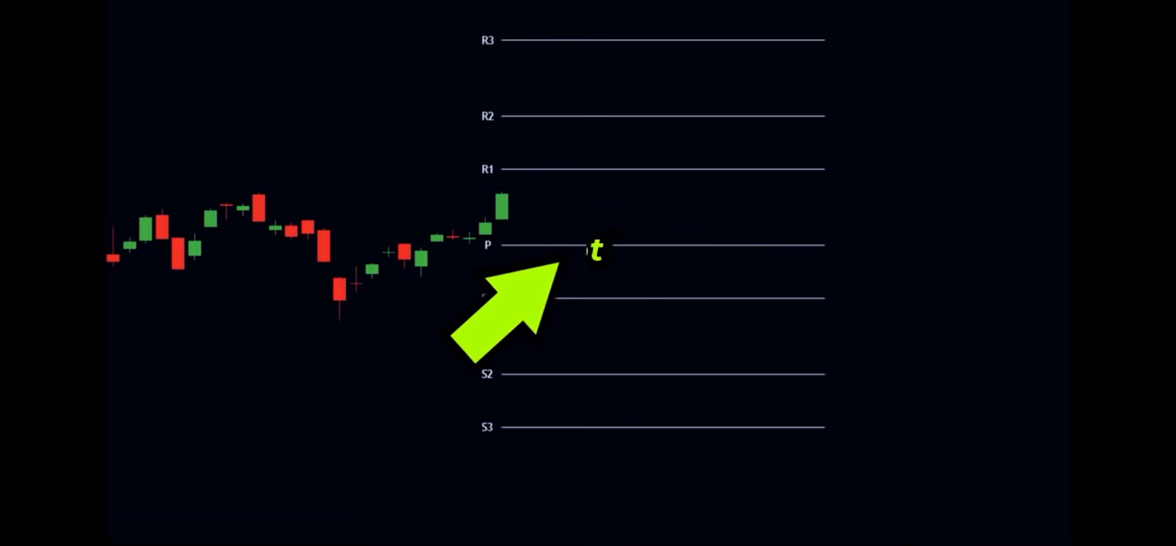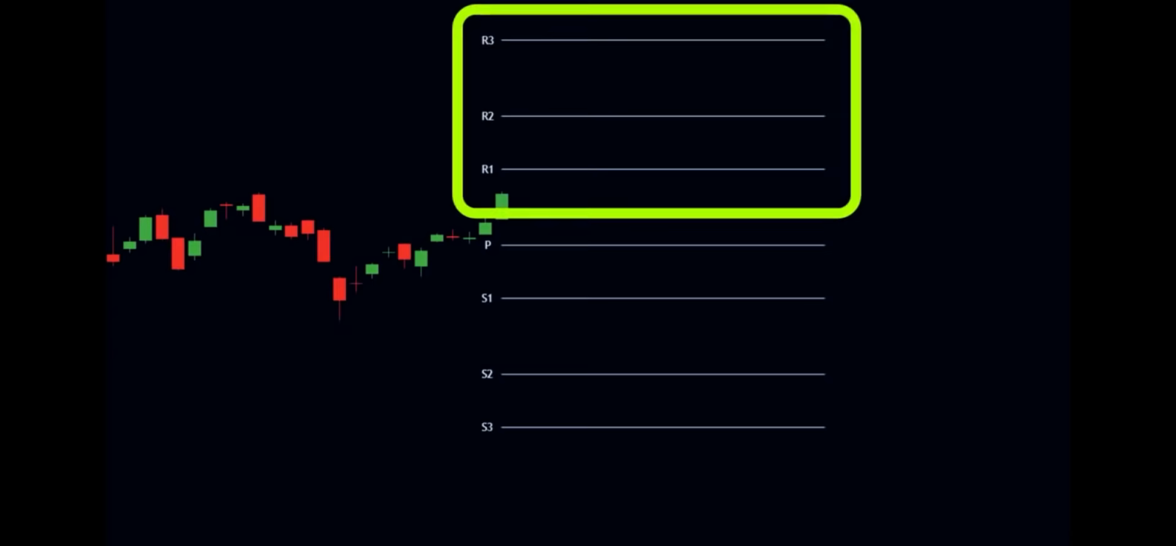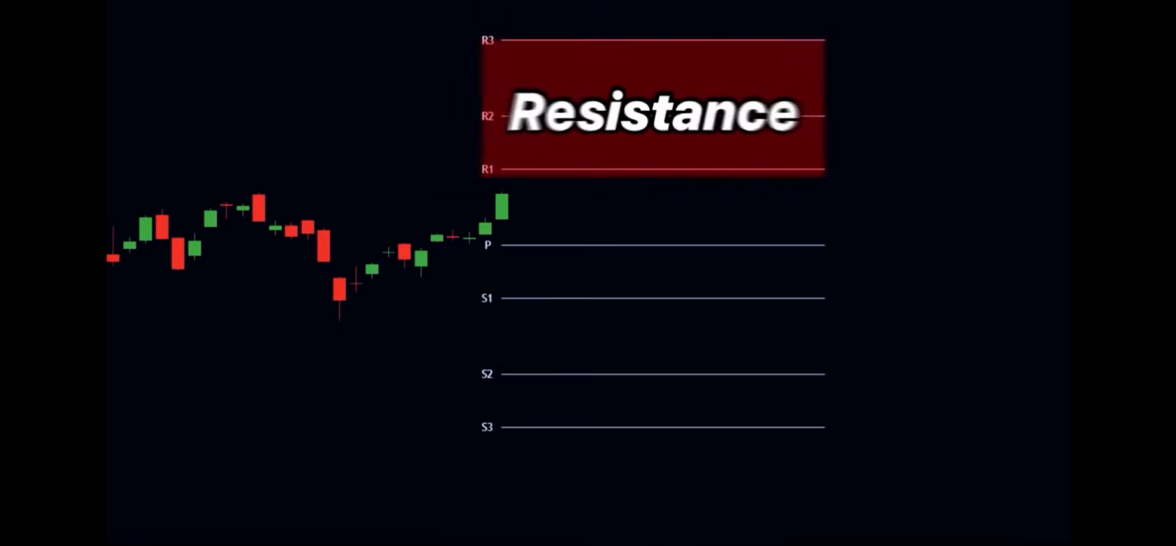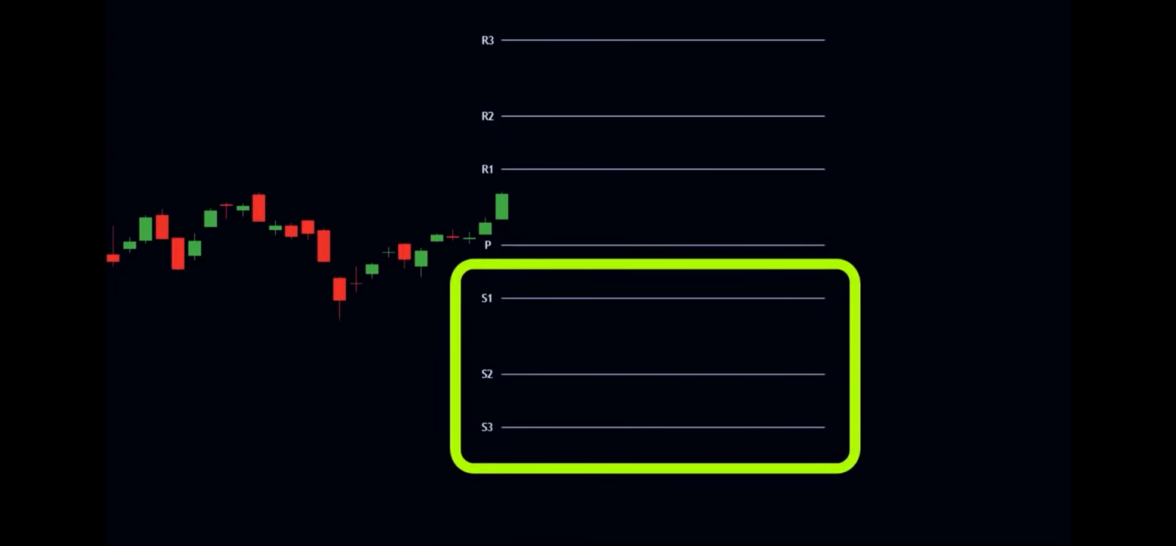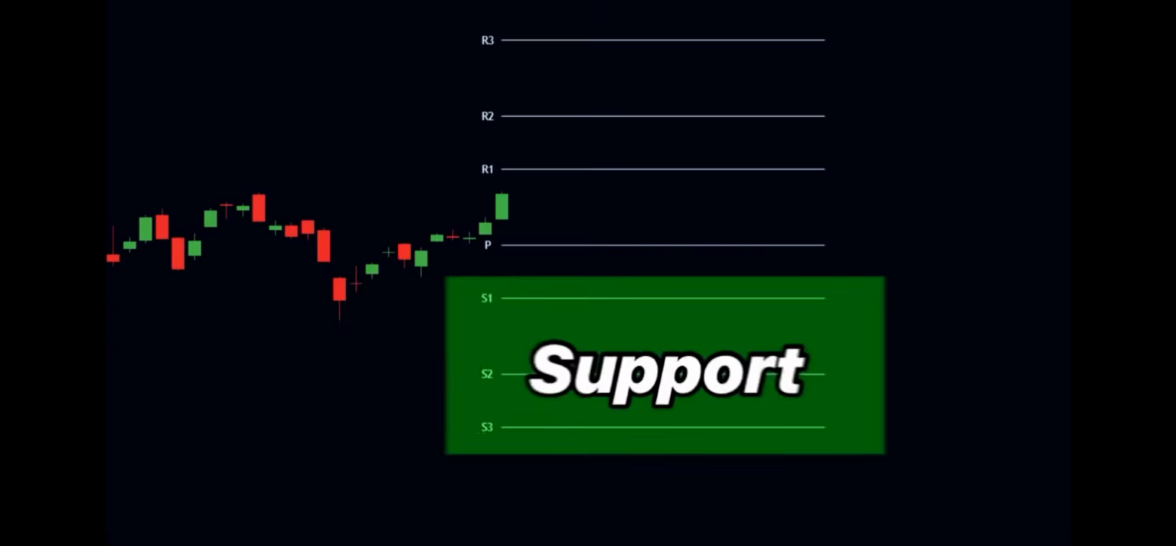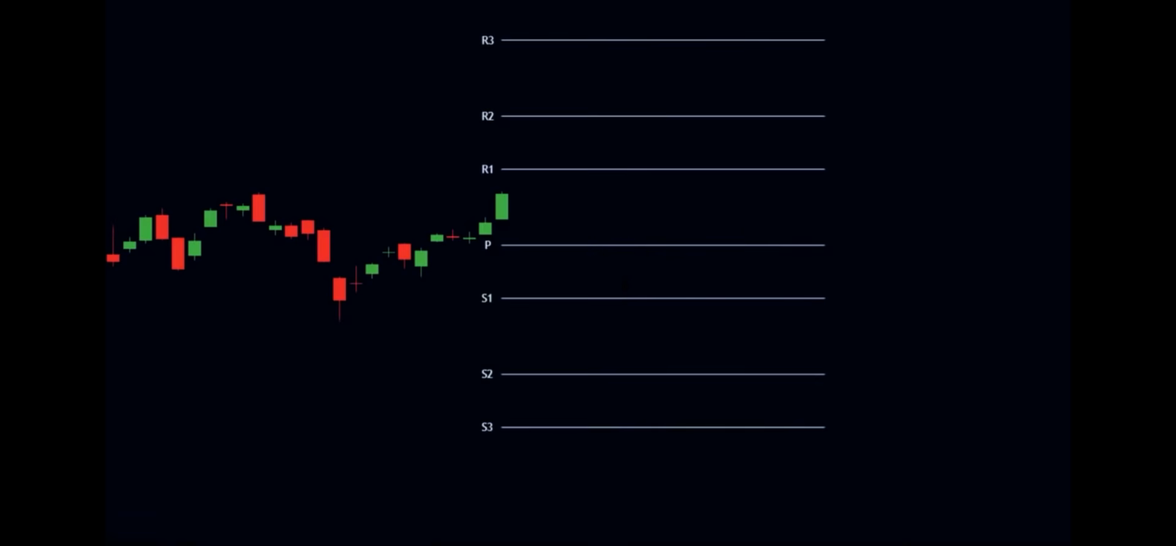The line in the middle is called the central pivot. The 3 lines above it are called the R1, R2, and R3. These 3 lines are levels of resistance. As the name suggests, we expect the price to face resistance from these levels. On the other hand, the 3 lines below the central pivot are called the S1, S2, and S3. These lines are support levels, and we expect the price to find support at these levels.